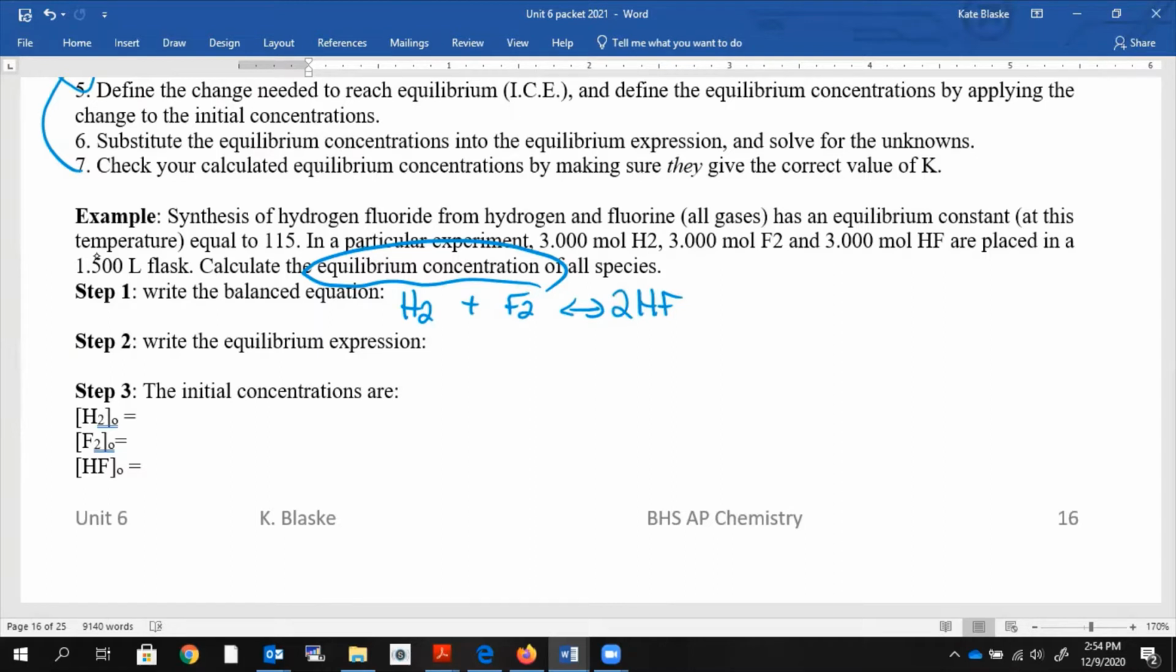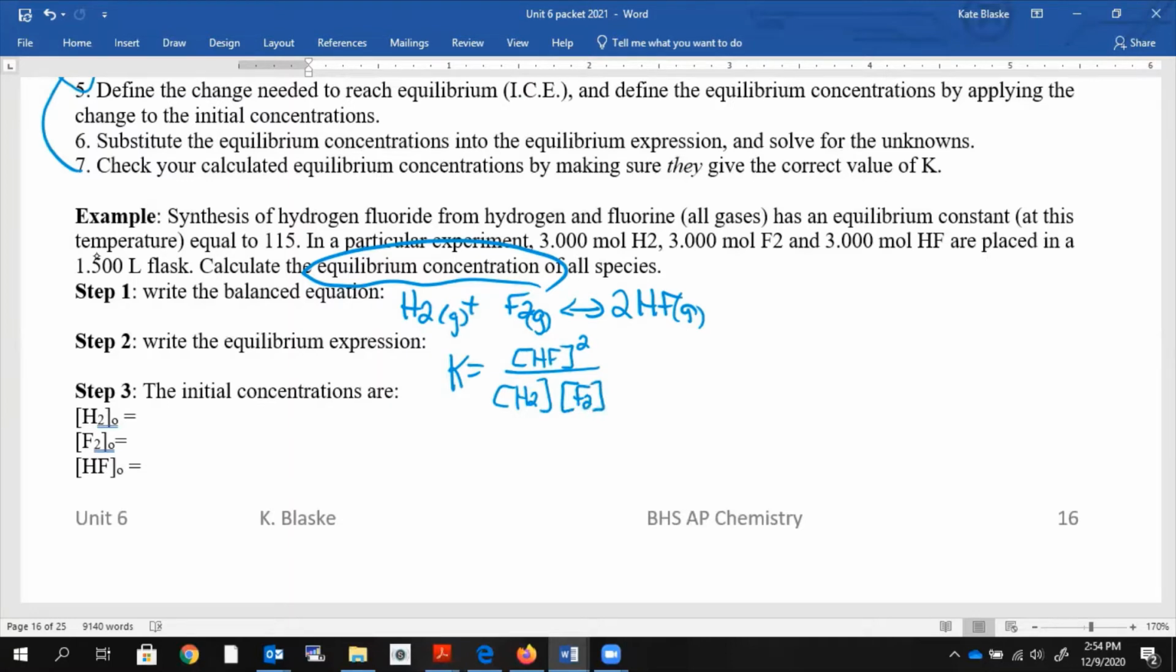Step 2, they tell us that all of them are gases also. So we know what phase everything is. If they're all gases, they're all going to go in our equilibrium expression. To write the equilibrium expression, remember we take products over reactants. We're talking concentrations in this case because they're giving us moles and liters. So products over reactants, I got HF as my product. That's going to be squared because it's got a coefficient of 2. Hydrogen and fluorine both have coefficients of 1.